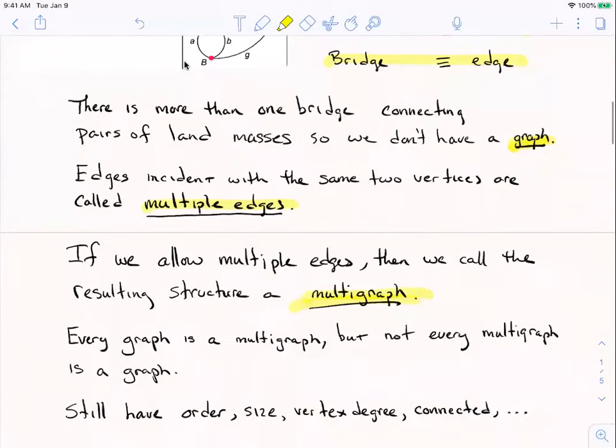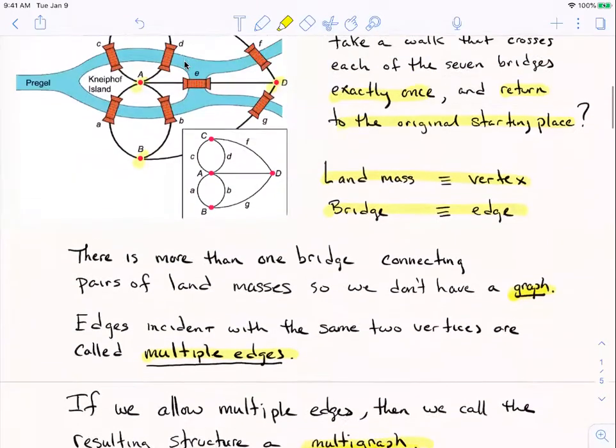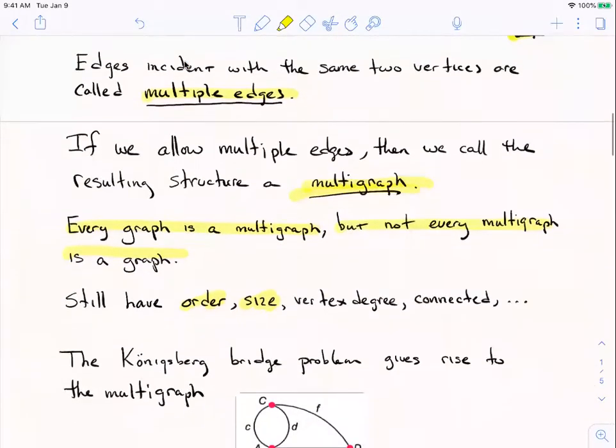Just a couple of comments about these things. Every graph is a multigraph, but not vice versa. Not every multigraph is a graph. Graphs are exactly multigraphs in which every pair of vertices has at most one edge between them. We still have all of our notions. Order still means the number of vertices. Size is still the total number of edges, counting multiple edges. The size of the Königsberg problem is 7, the number of bridges.